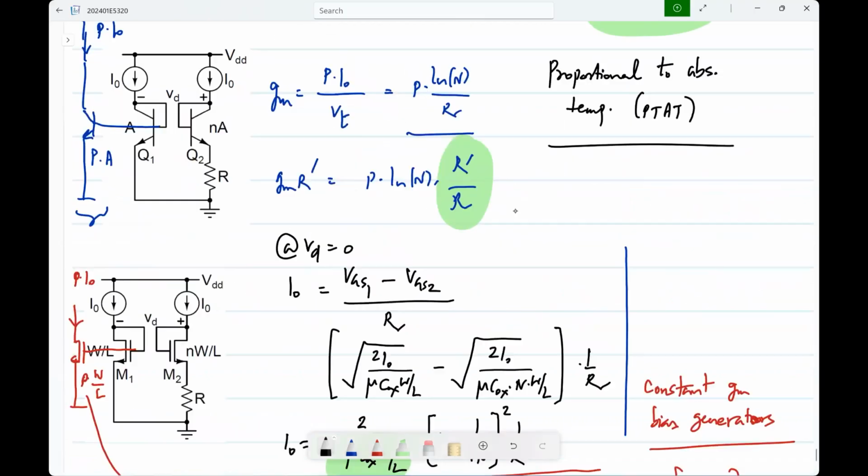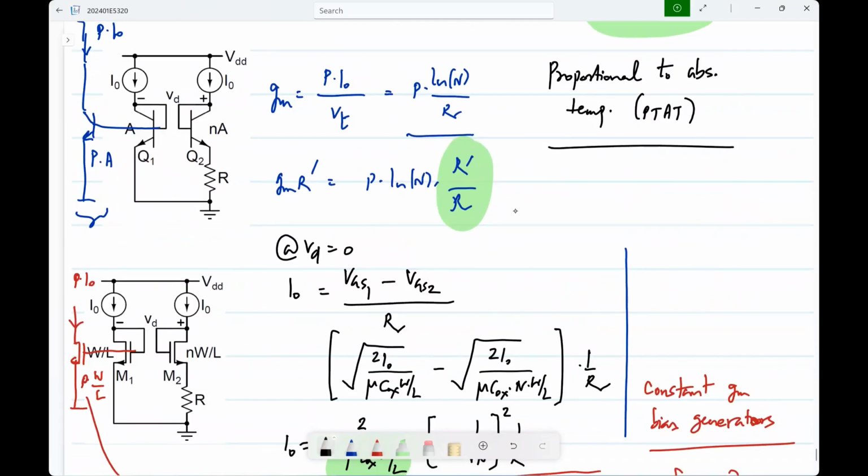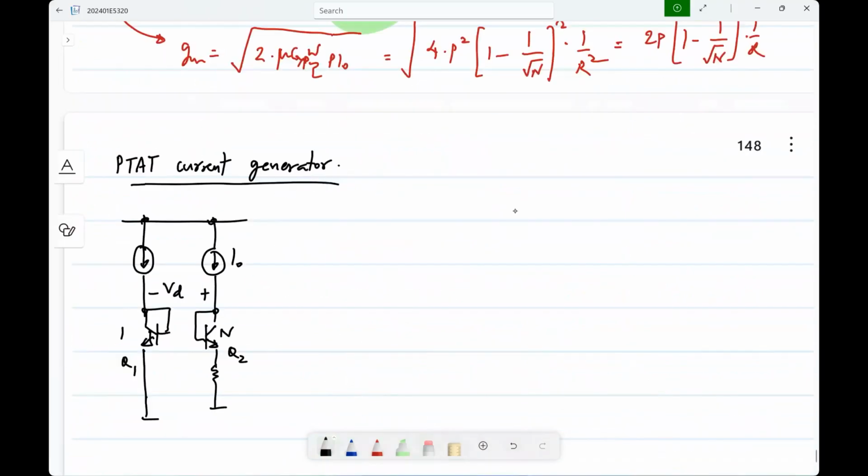So VD I have defined like this. So now, what is it that I want to do? I want to get VD to be 0. That is, I want to vary I naught until VD becomes 0.